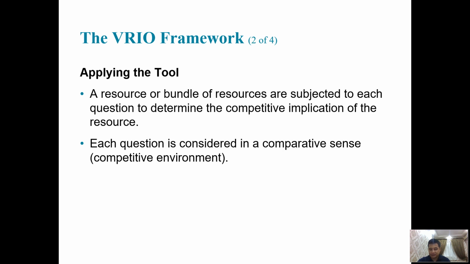What do I mean by that? Applying the tool, a resource or bundle of resources is subjected to each question to determine the competitive implication of the resources. Each question is considered in a comparative sense, in the competitive environment.